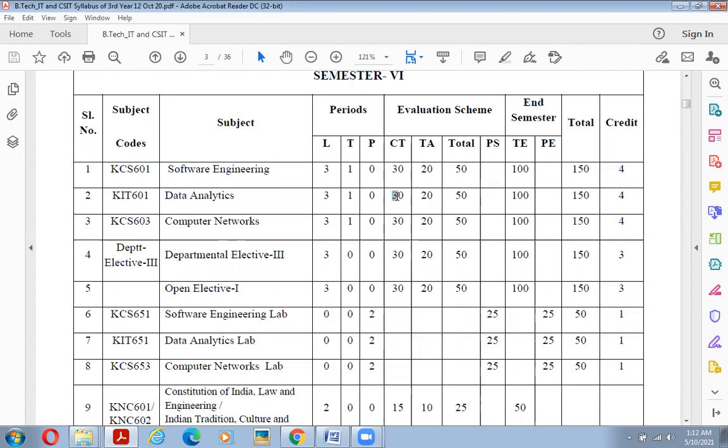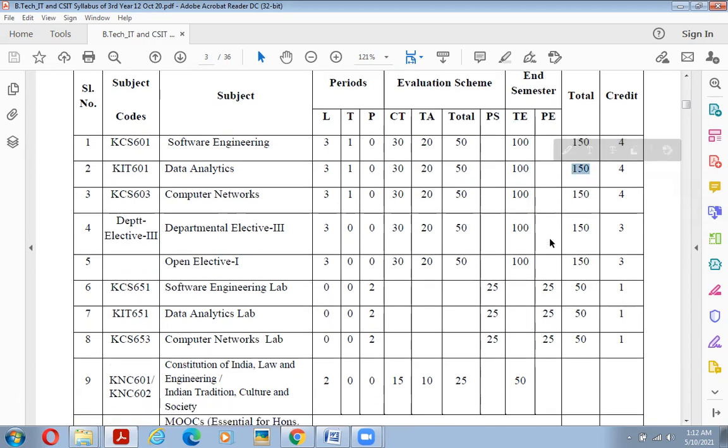Then the evaluation scheme is we have 30 marks of internals: class test is of 30 marks, total attendance is of 20 marks, and in total we are getting 50 marks as evaluation. In the evaluation scheme we have an internal assessment, and for the theory examination we have 100 marks. So this subject is of total 150 marks and 4 credits.